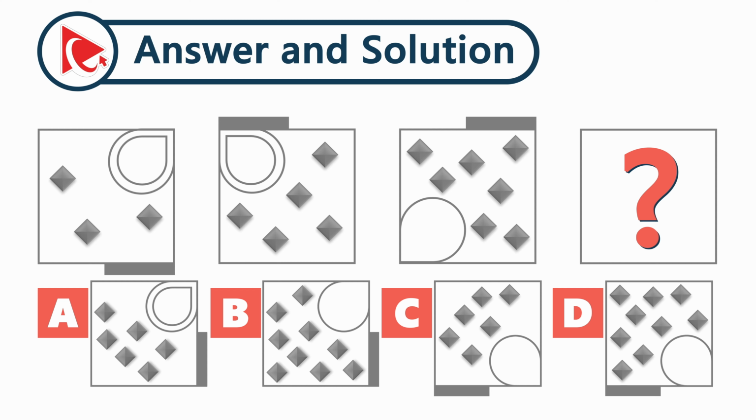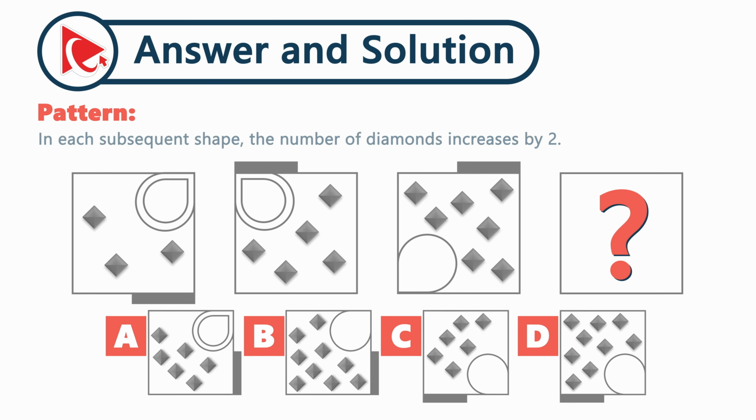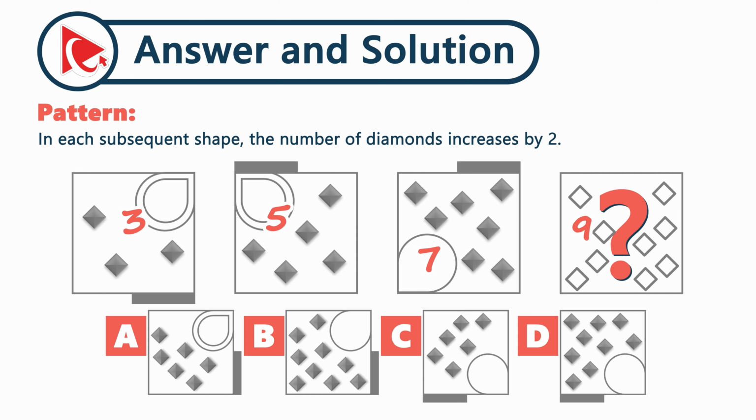Take a close look at the diamonds. You see that the number of diamonds increases by 2 in every subsequent shape. Let's look at the example. The first shape has 3 diamonds, the second shape has 5 diamonds, and the third shape has 7 diamonds, which means that the target shape will have 9 diamonds.